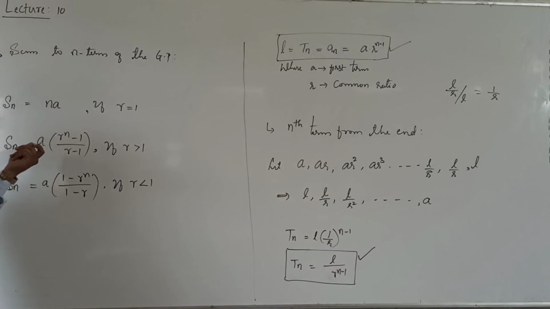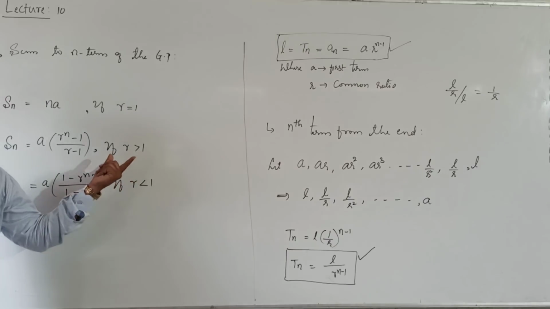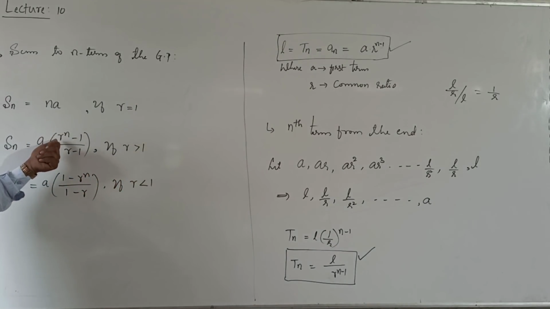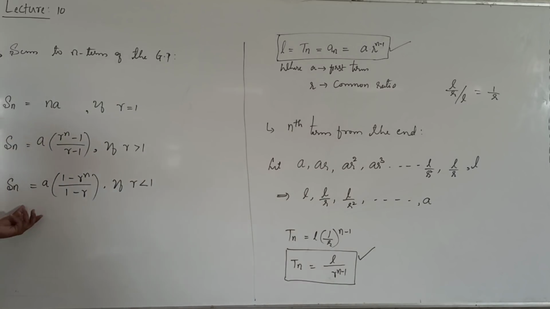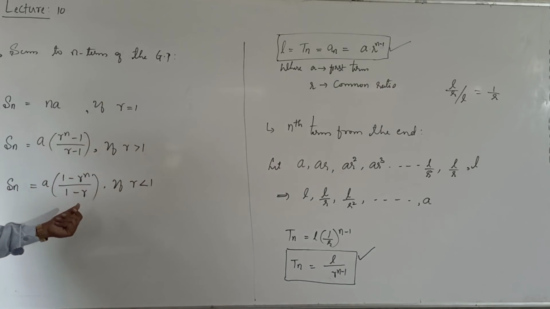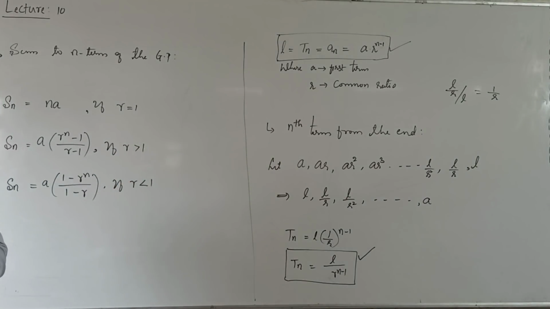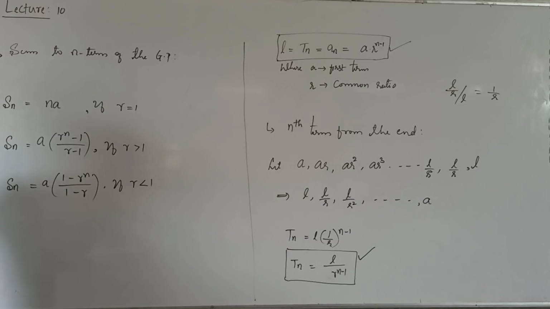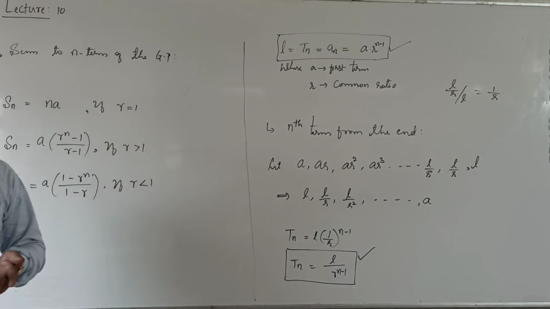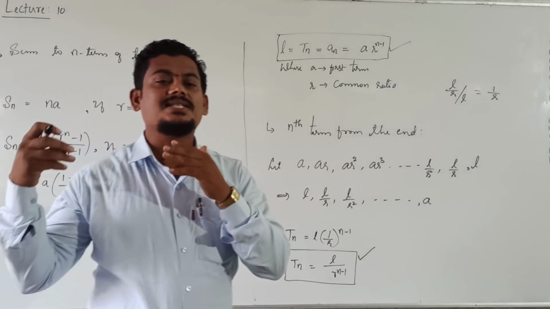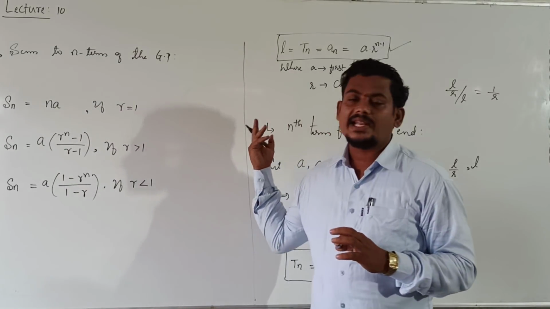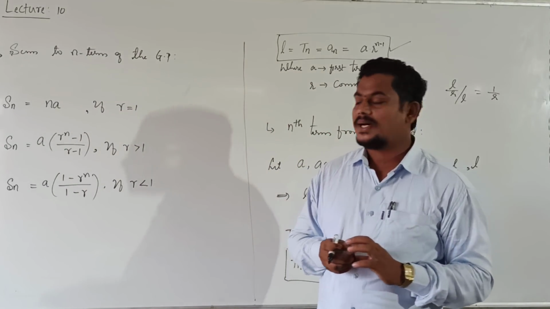If common ratio of the GP is more than 1, then A into R power n minus 1 divided by R minus 1. Sum to n terms of the GP is equal to A into 1 minus R power n divided by 1 minus R when R is less than 1. When n value is infinity, infinity means very large number.